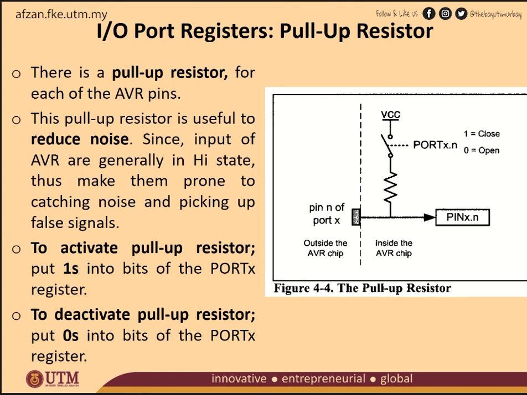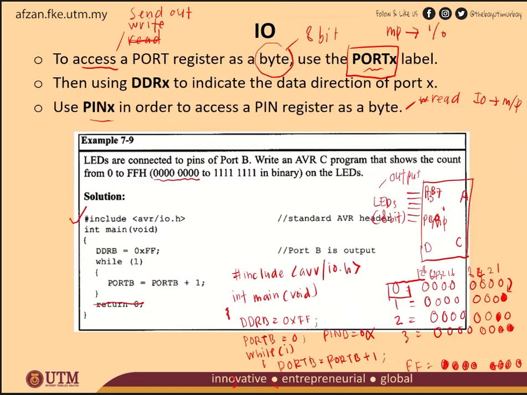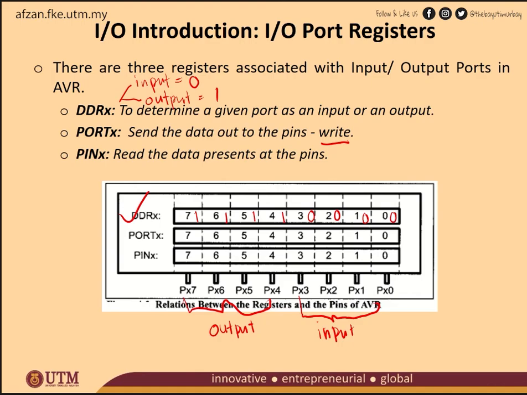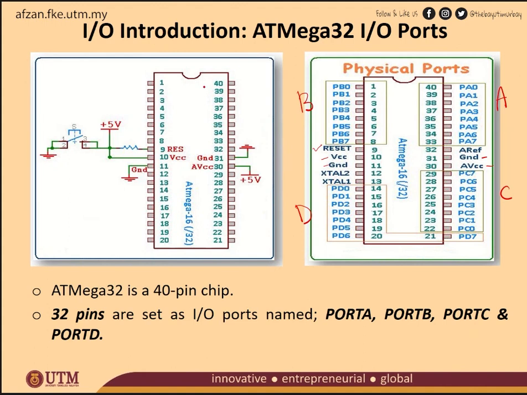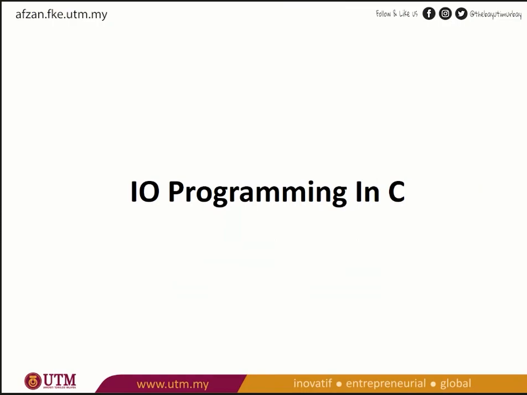Okay, next, pull-up resistor. There is a pull-up resistor for each of the AVR pins. Each of these pins here, your port B, port D, port C, port A, has a pull-up resistor. By default, your pull-up resistor is disabled. How do you enable your pull-up resistor? What does this pull-up resistor do? You see here.